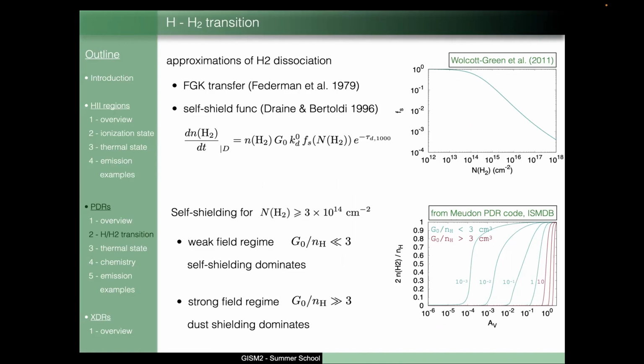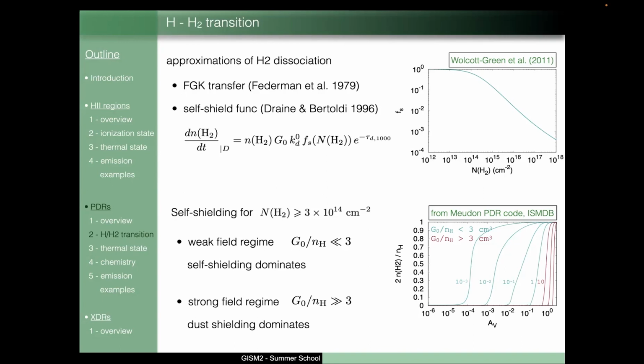And when G0 over NH is smaller than 3, so be careful, this is 3 cubic centimeter. This is not a dimensionless quantity. This is 3 cubic centimeter. So if it is far smaller than 3 cubic centimeter, then the self-shielding dominates. If it is larger than this value, then we are dominated by dust. And this is what this figure shows.